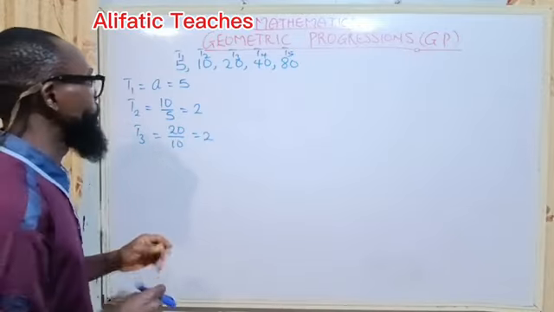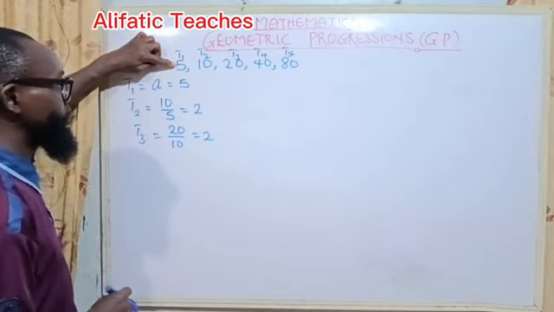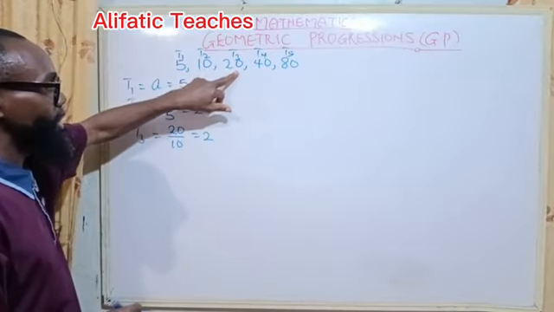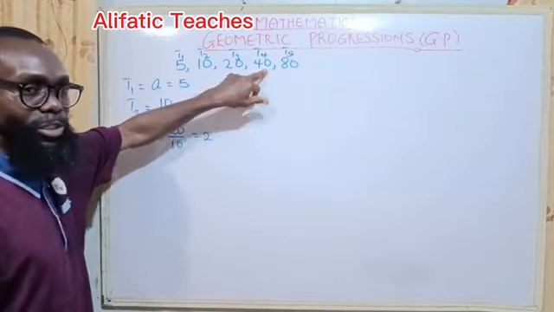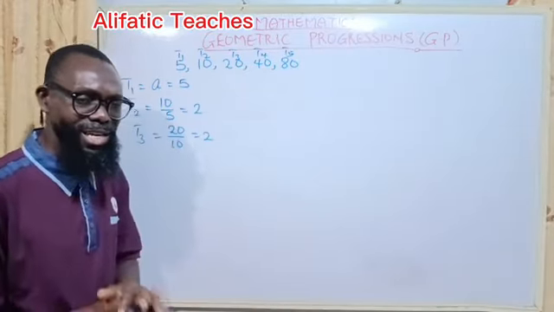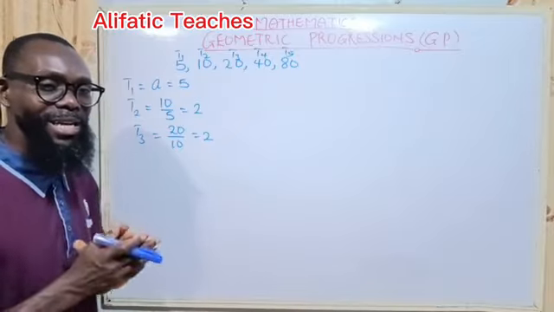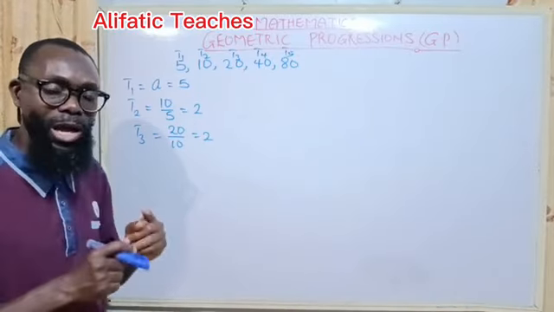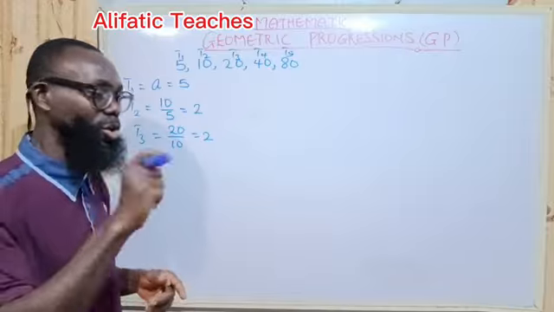Which is 2. So if I multiply this first term by 2, I will get 10. Multiply this 10 by 2, I will get 20. 20 by 2, I will get 40. 40 by 2, I will get 80. If this is the case, then this 2 that is common to every one of them is what we refer to as the common ratio. Yes, the common ratio.